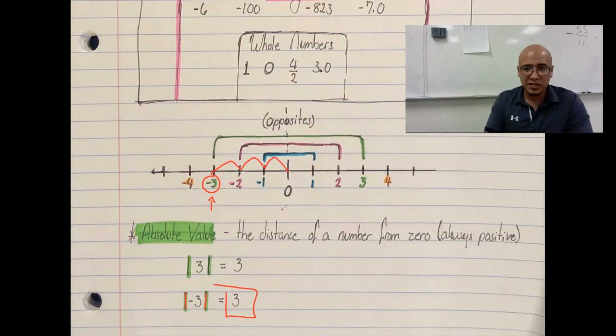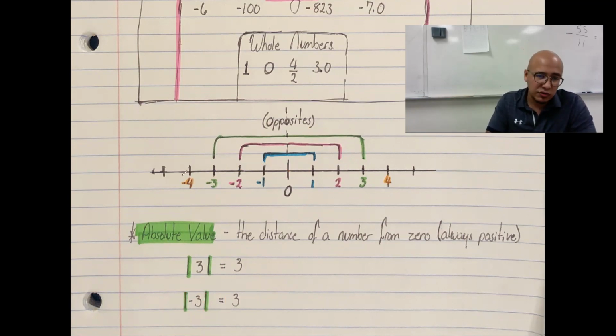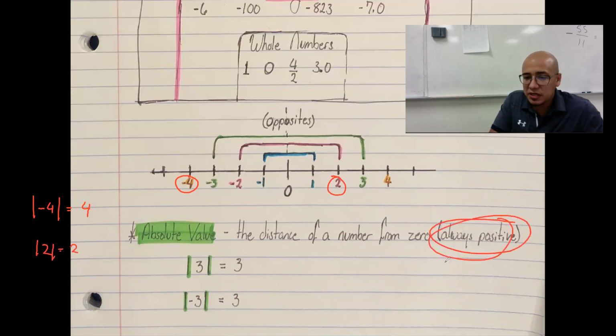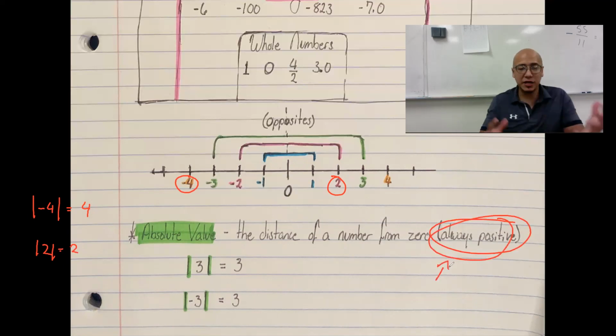So again, when in doubt, if they ask you, what is the absolute value of this number right here, and it's negative 4, the absolute value of negative 4 is going to be positive 4. If they ask you what's the absolute value of this number right here, that's the absolute value of 2. It's going to be positive 2. It's always positive, ladies and gentlemen. Always positive. Okay. Absolute value is always positive.